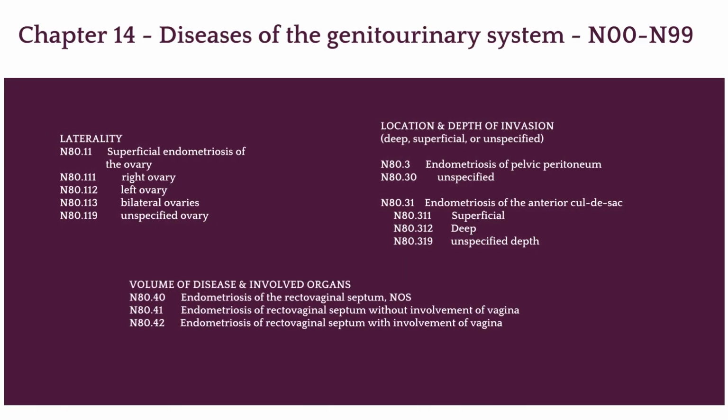Now, when it comes to the code updates, the new codes for endometriosis will now provide additional specificity and other details in terms of laterality, like for example, endometriosis of the right ovary or the left ovary, or whether it is bilateral ovarian endometriosis. Then again, these codes also include the location and depth of the invasion, whether it is superficial endometriosis or whether it is deep endometriosis.